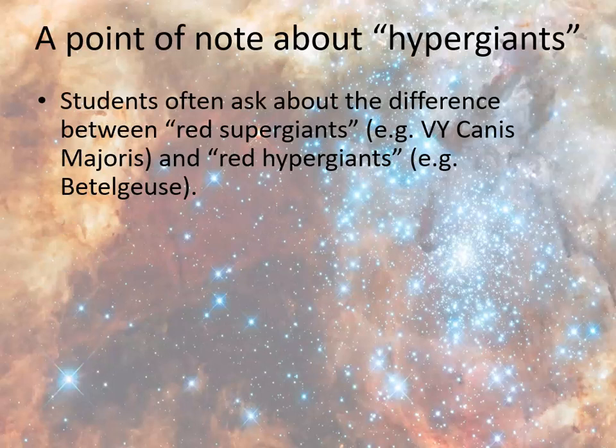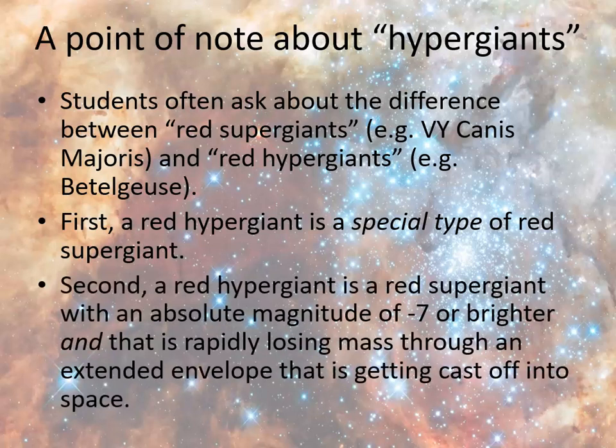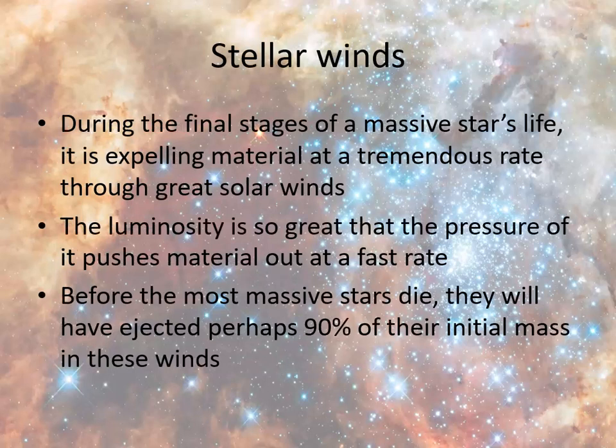Now, a nice little activity is actually to find some of your own red supergiants by going to Google Earth and stuff like that. So yeah, as I mentioned, hypergiants are these red supergiants that actually have absolute magnitudes brighter than -7 and are rapidly losing mass. But yeah, it's a good activity to just get out your laptops and find some other examples of red supergiants.